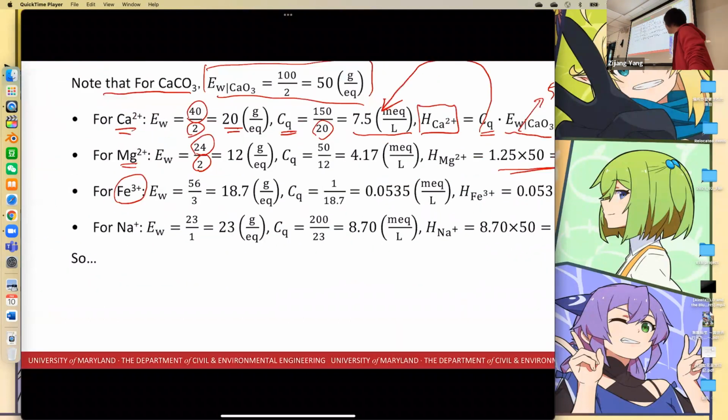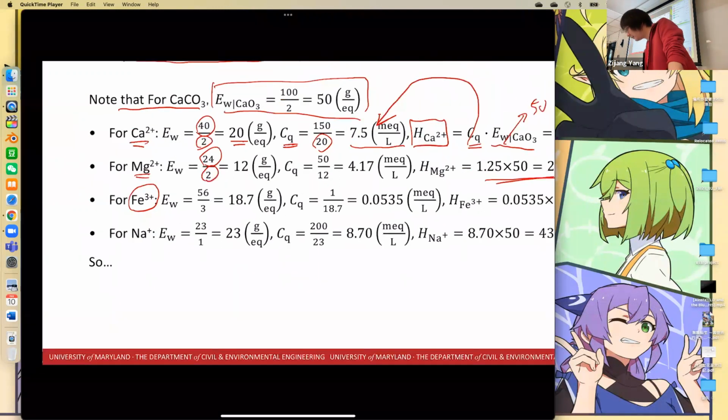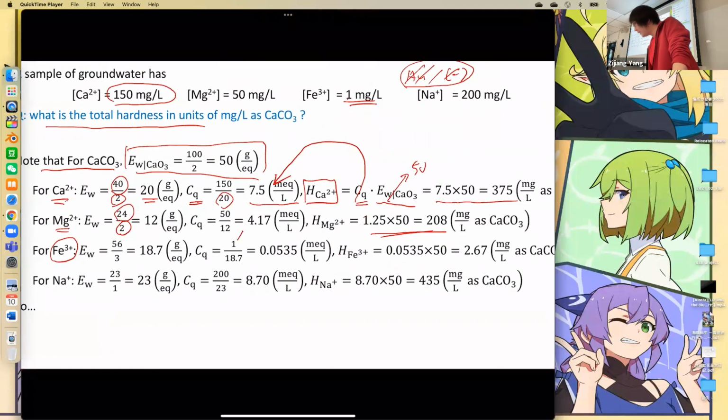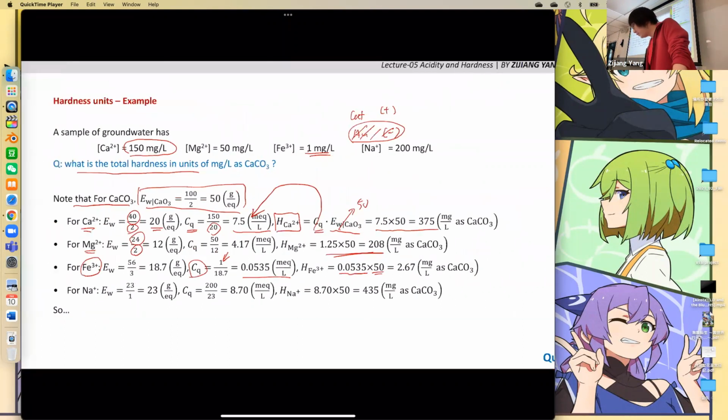And for this iron, because it has 3 charges, in this case, the n here equals 3. So we can calculate the equivalent weight of this Fe3 plus. And for Fe3 plus, it only has 1 milligram. So we just use 1 divided by this equivalent weight, and we can get the CQ of Fe3 plus. And we just do the same thing. We use this CQ times the equivalent weight of calcium carbonate, and then we can get the hardness contributed by iron.